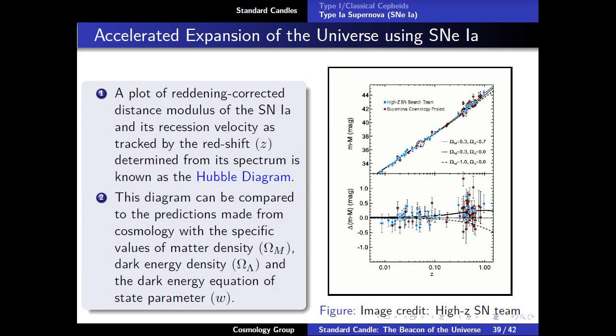The data can be fit with 3 cosmological models. But as you can see, the cosmological model with a matter density equal to 0.3 and a dark energy density of 0.7 fits the data very well, and for the other two values, the fits deviate a lot from the data.